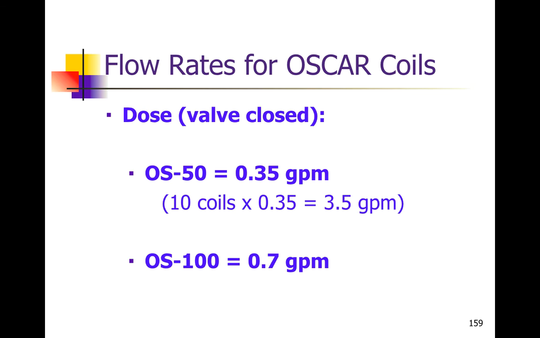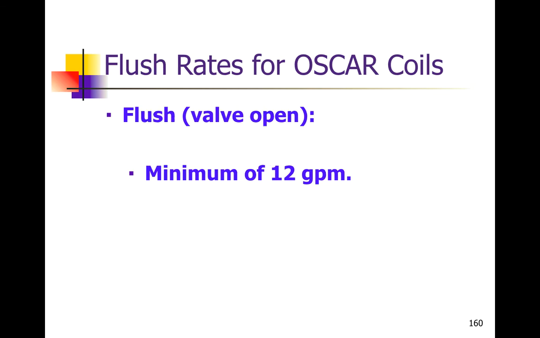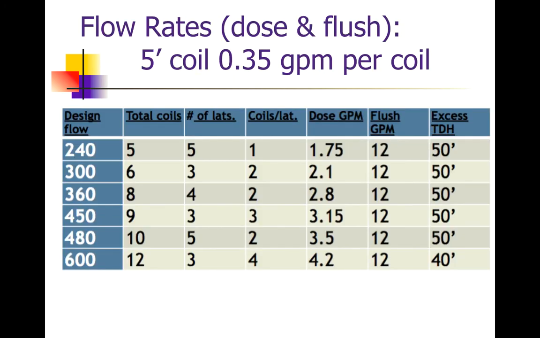The OS 100, or the 7-foot coils, are twice the size, and so they'll have twice the flow rate at 0.7 gallons a minute. When we open that flush valve in the Headworks to do the flush test, we just want a minimum of 12 gallons a minute, or 12 rotations in a minute. More than likely, we're going to have between 14 and 18 gallons a minute. 12 is good, more is better. Again, record that. Once you're done, close the flush valve.